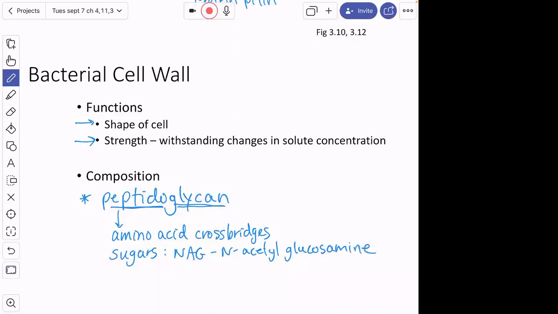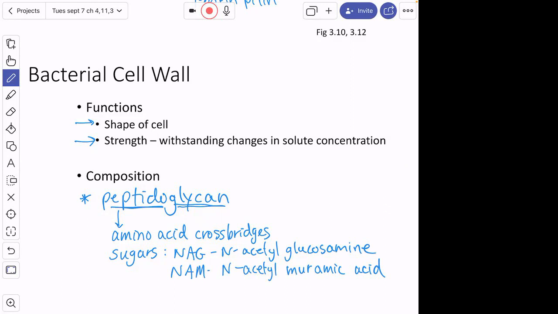See if I can spell these correctly. Okay, and then the other sugar we abbreviate NAM, and that stands for N-acetylmuramic acid. Okay, so it's a compound with both sugars and amino acids.